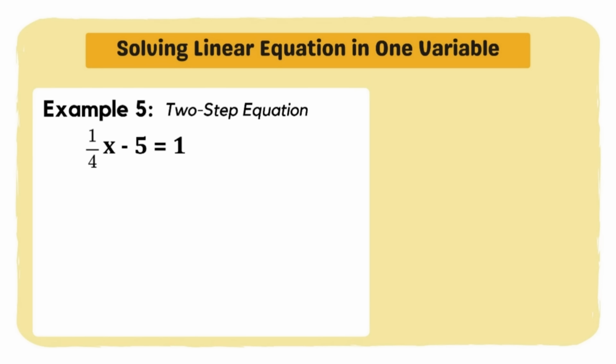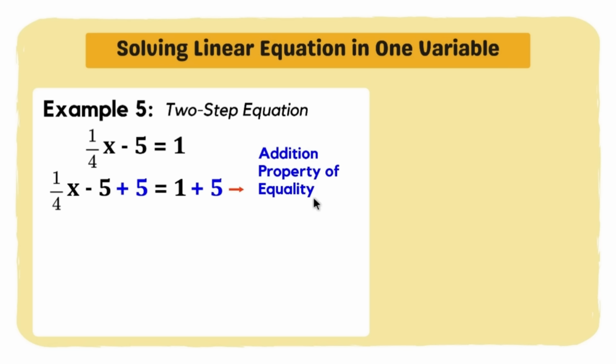Okay, let's now have example number 5. So again, another two-step equation po ito. Hindi lang isang property ang gagamitin natin. So we have here 1/4 x minus 5 is equal to 1. So ano pong unahin nating tanggalin? Si 1/4 ba or si negative 5? Okay, ang mas madali is si negative 5. So we can use the addition property of equality.